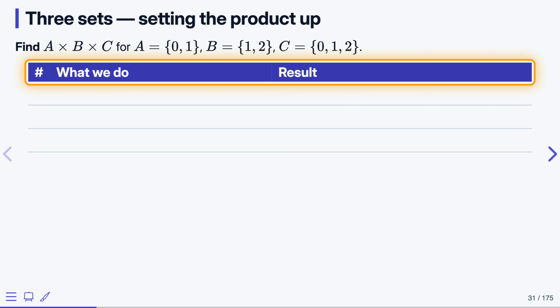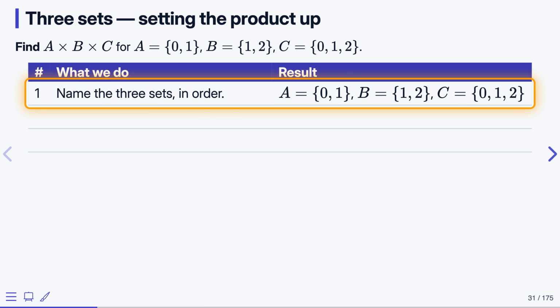Let us set the problem up before we write anything down. Step 1. Name the sets in order. A is 0 and 1. B is 1 and 2. C is 0, 1 and 2.